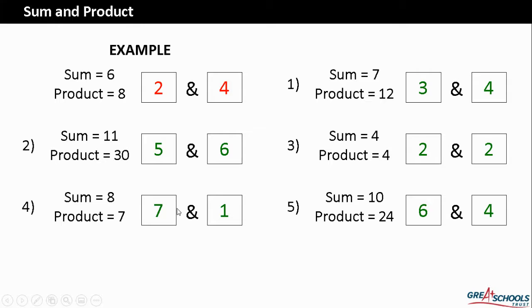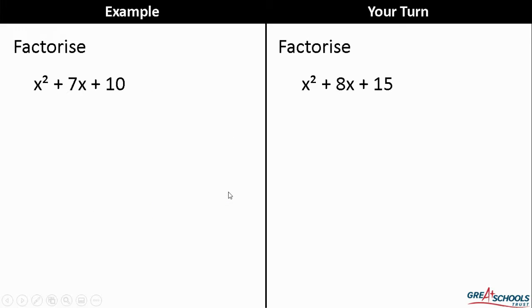Okay, so what we've done there is we've basically taken a number and we've found numbers that you multiply together to give that number, and then we've looked at the sum of those two numbers. Okay, here's our first example. If I'm asked to factorize this, I want two numbers that will multiply together to give me 10, and when I add them together, it will give me 7.